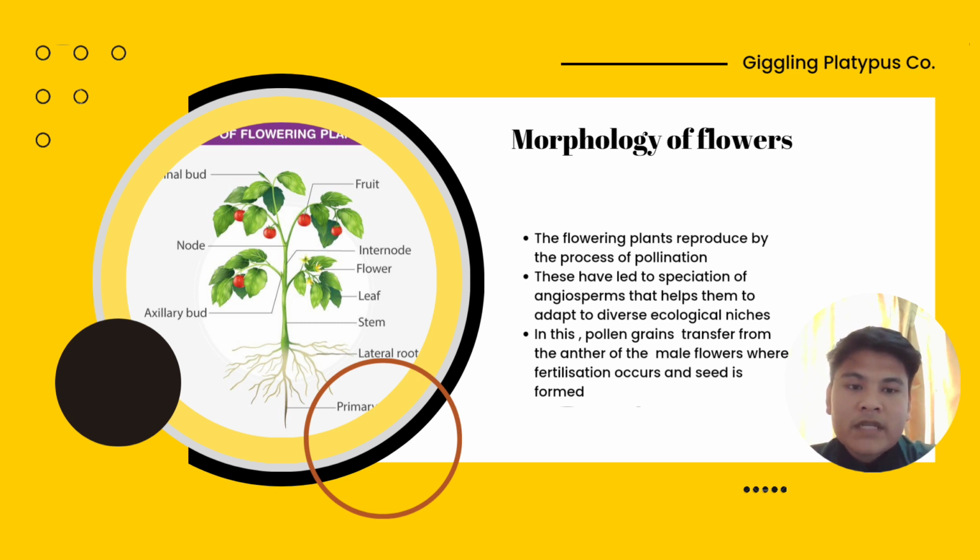Morphology of flower. The flowering plants reproduce by the process of pollination. These have led to speciation of angiosperms that help them adapt to diverse ecological niches. In this, pollen grains transfer from the anther of the male flowers, where fertilization occurs and seed is formed.